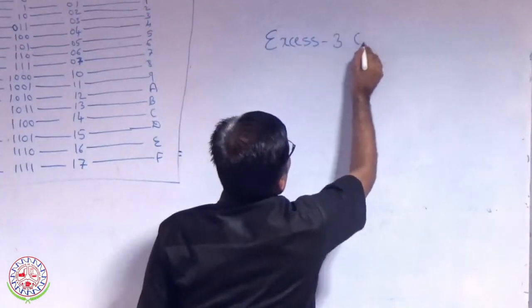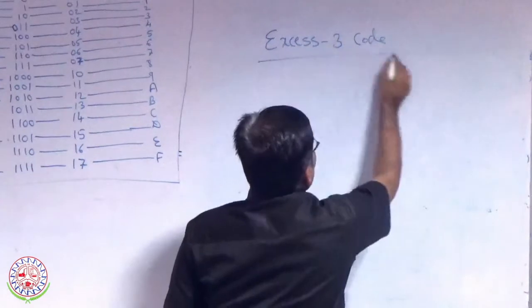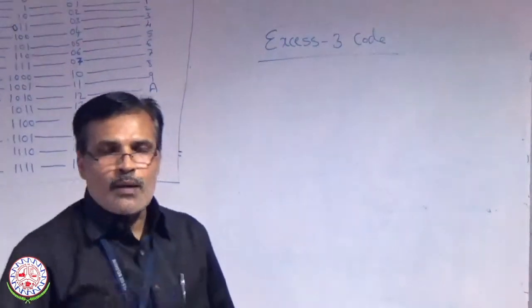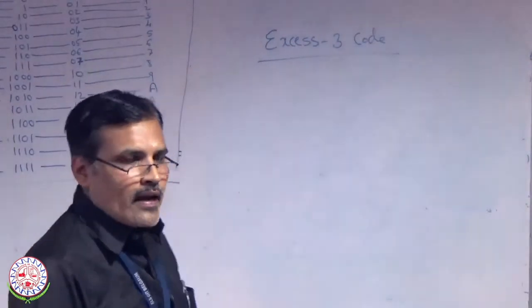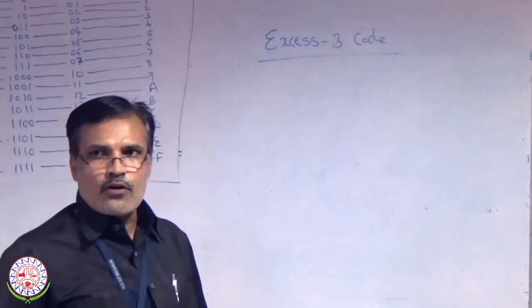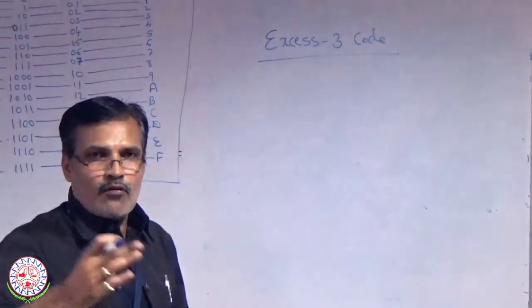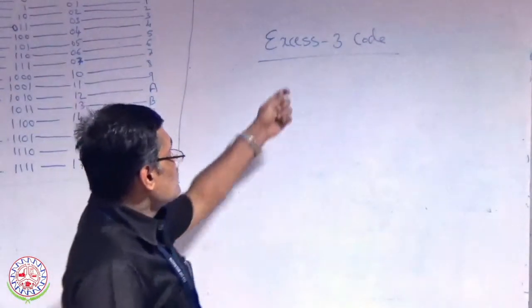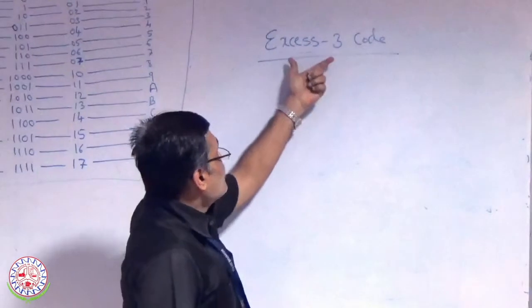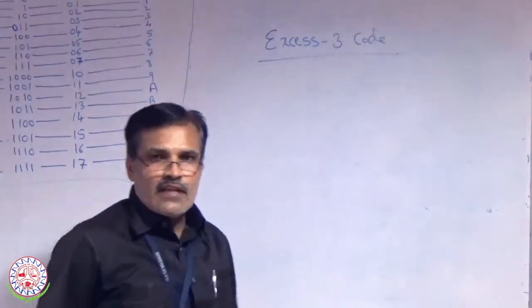Excess 3 code. So this is one more type of code. Apart from ASCII and EBCDIC code, there are n number of binary codes that our computer uses depending on the vendor specificities. There is one more special type of code, which is called Excess 3 code.